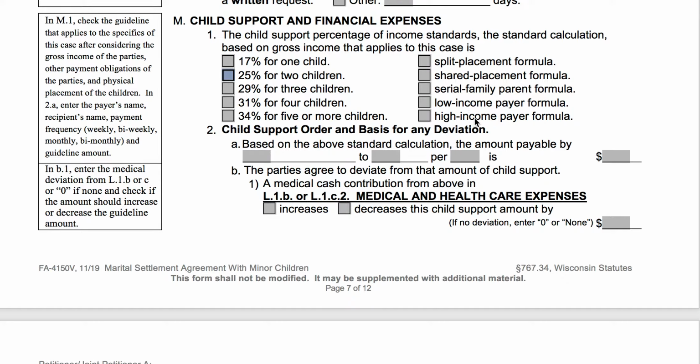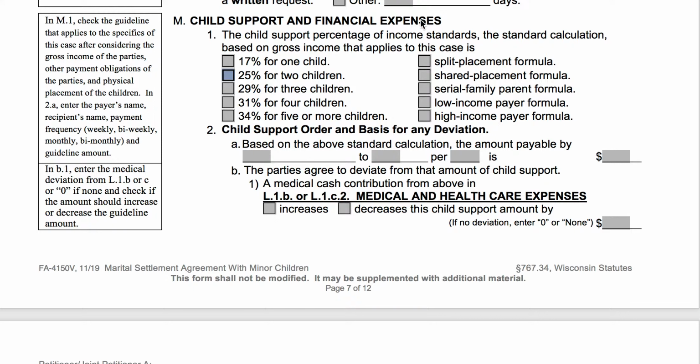Those numbers do vary a little bit, so if you are close to those and you want to make sure you aren't in the high or low income payer formula, you can check out the website for your local child support agency, or for DCF, that's the Department of Children and Families in Wisconsin, to find those exact standards at the time you're filling this out.